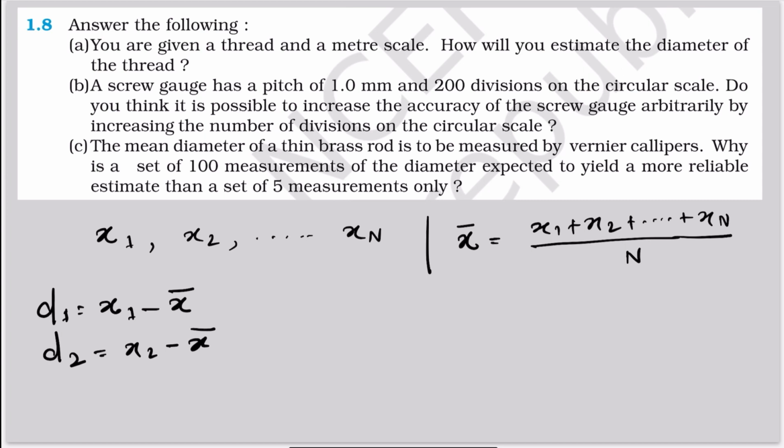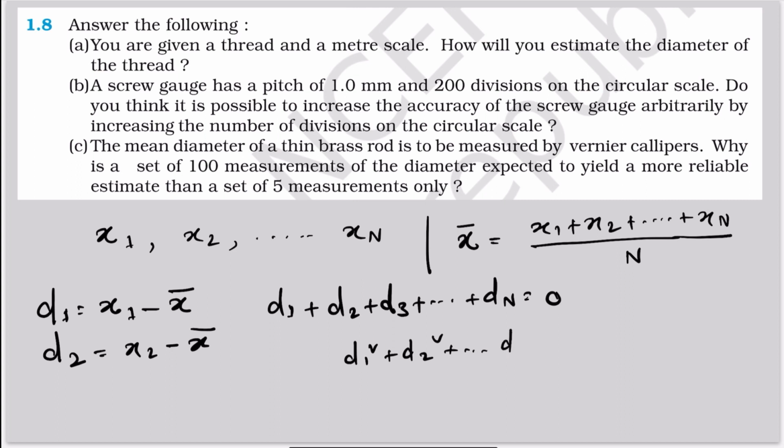Now if you square all these deviations, suppose you are not squaring, what will happen? If you do d1 plus d2 plus d3 plus like this dn, then you will get 0. That's why they square the values. So if you do d1 square plus d2 square plus ... plus dn square, divided by n, and take the root, that's nothing but the standard deviation.